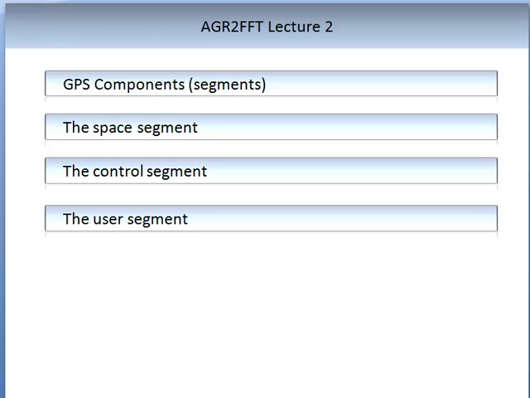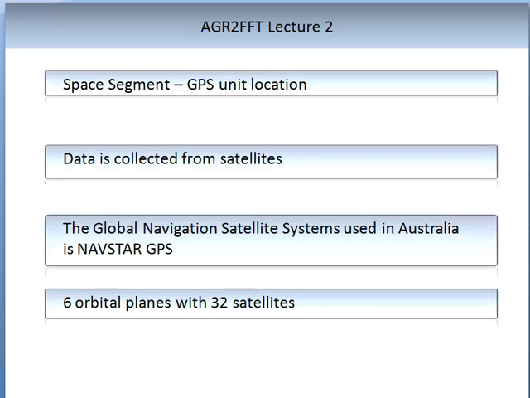GPS units comprise a number of components. These components are referred to as segments. There are 3 segments in any one GPS unit: the space segment, the control segment, and the user segment. So let us learn about how this technology works by exploring each of these segments. Let us start with the space segment.